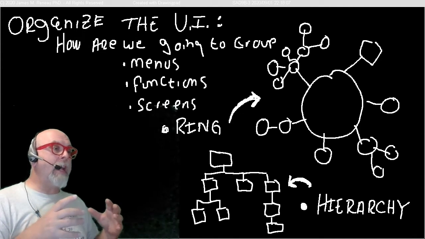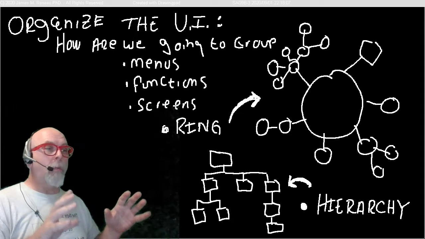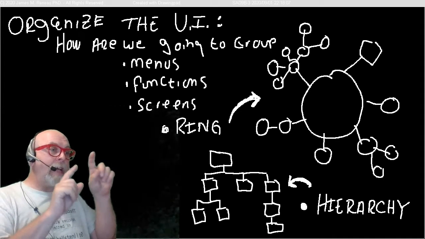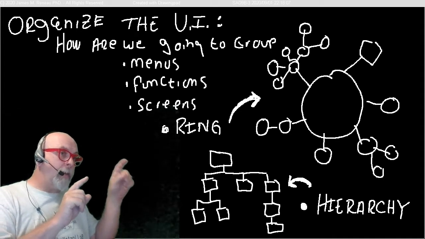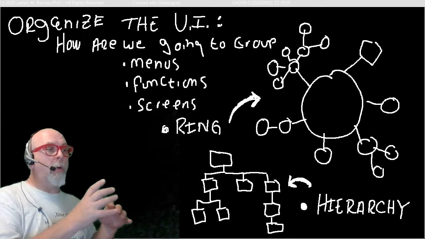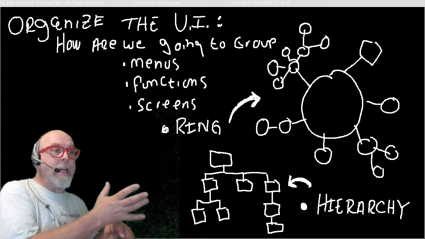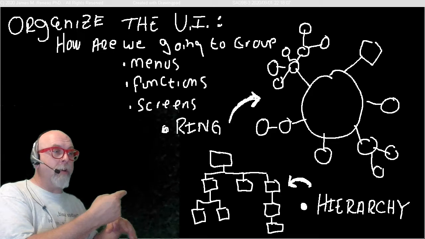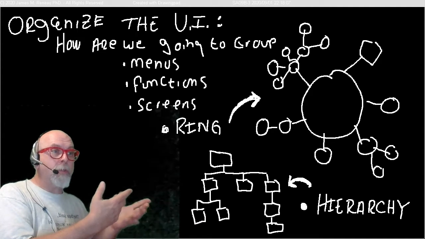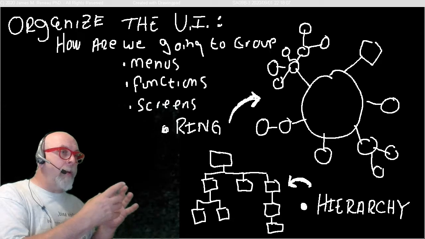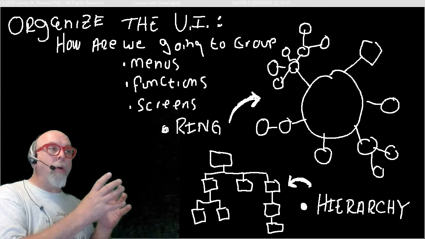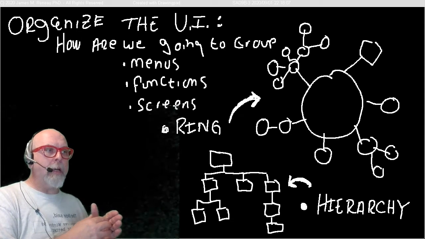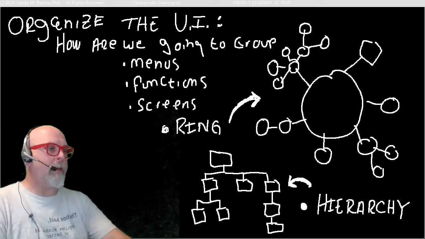Are we going to do it in a kind of ring topology where users can get around, going from one to the next, or going sequentially through the system? Are we going to create a menu-based hierarchy where they can find what they want? But this hierarchy is kind of difficult because you can see already it's getting to 4 layers. But we need to organize the UI, thinking about what our general structure is going to be.